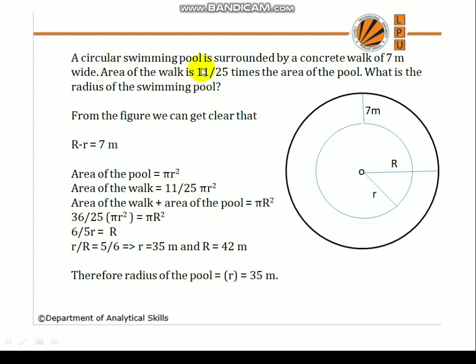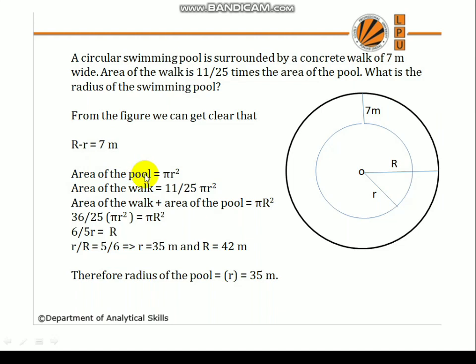A circular swimming pool is surrounded by a concrete walk of 7 meter wide. The area of the walk is 11 by 25 times the area of the pool. What is the radius of the swimming pool? They are asking for this blue color region's radius, that is small r. Capital R for the complete bigger circle, small r for the pool, and the walk is 7 meter wide. From the figure we can clearly get capital R minus small r is 7 meter.